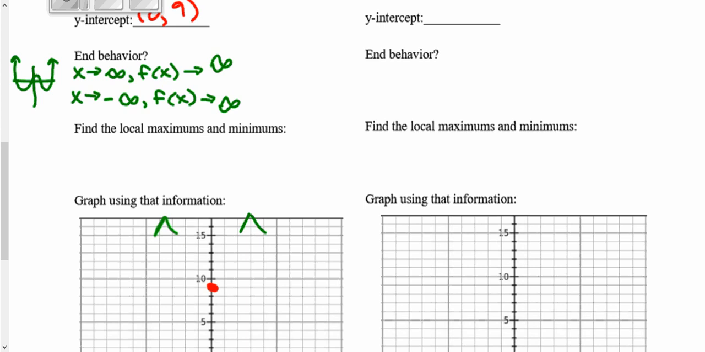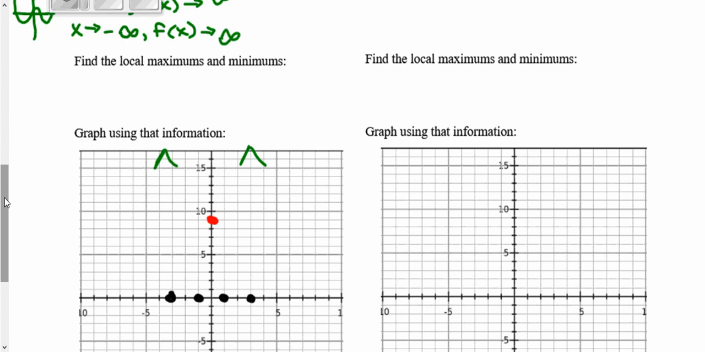Okay, so local max and mins. Remember, these are the turning points. And so to find your turning points, I'm going to make a sideways XY chart just so I have more room. You can make it vertical if you want to. So for your x values for your turning points, you pick the x values right in between your x-intercepts. So right in between -3 and -1 is -2. Right in between -1 and +1 is 0. And right in between 1 and 3 is 2. So that's how you find the x values.